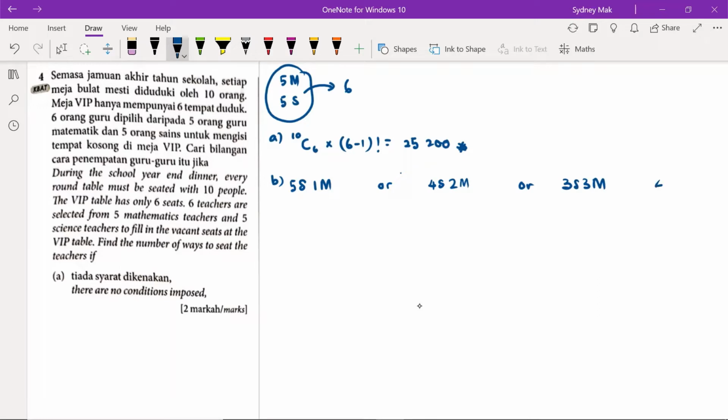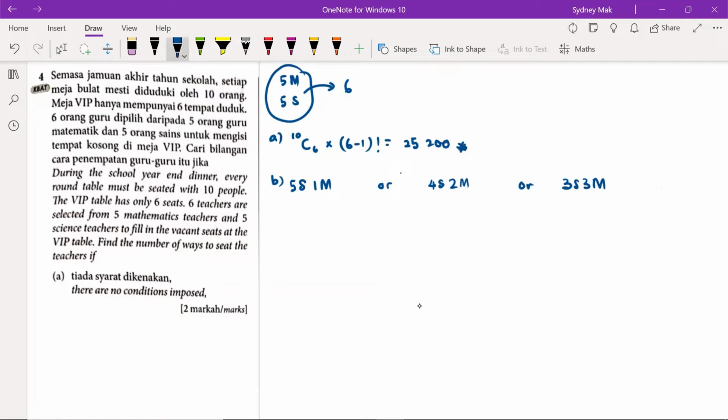We cannot have 4 maths teachers because the moment we have 4 maths teachers, if we sit them around the table, 4 of them, we are left with only 2 science teachers. So 2 science teachers can sit in any of the 4 vacant places between the maths teachers. When 2 are taken up, we still have 2 maths teachers that will sit next to each other. So we will never have 4 maths teachers in the arrangement if we don't want them to sit together. So we only have these 3 scenarios here.